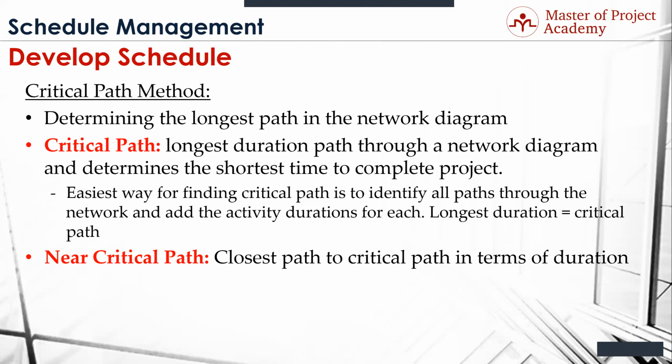Within your network, you can also have something called a near critical path. Now, near critical path is the path that's, in your opinion, closest to the critical path. So if your critical path, let's say, is 20 days, and you have another path in your network that's 19 days, well, 19 days is only one day less than 20, so that's going to be classified as a near critical path. But if, let's say, it was only 17 days, could you classify it as a near critical path? Absolutely. Okay, it's your call.